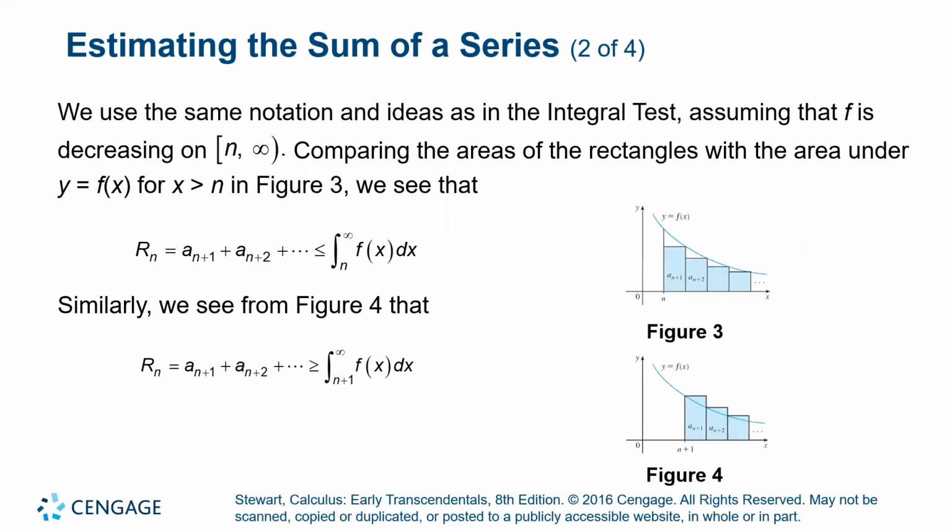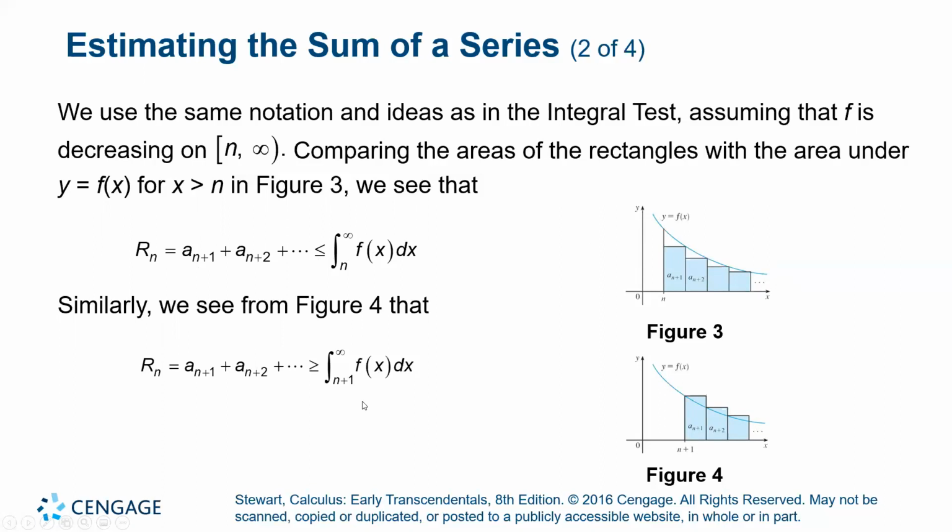We use the same notation as the integral test, assuming that f is decreasing from n to infinity. So if we compare the areas of the rectangles with the area under the curve itself, what can we figure out? Well, if you look at the first one, Rn equals a_{n+1} plus a_{n+2} and so on. And if you look at the picture, you can see that if you added up all these areas, A for area, a_{n+1}, a_{n+2}, a_{n+3}, and so on up to infinity, all those areas added up are definitely going to be less than the area under the curve itself. So that's what this first one says. This remainder will be less than or equal to that integral from n to infinity.